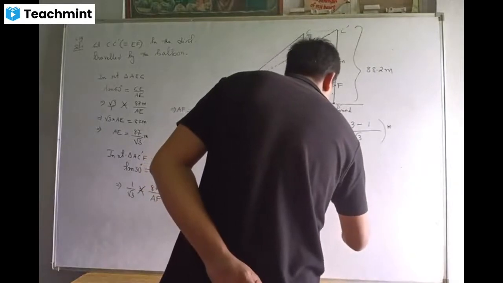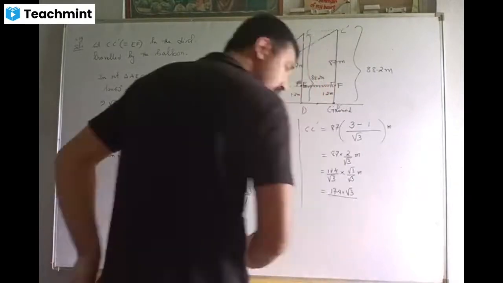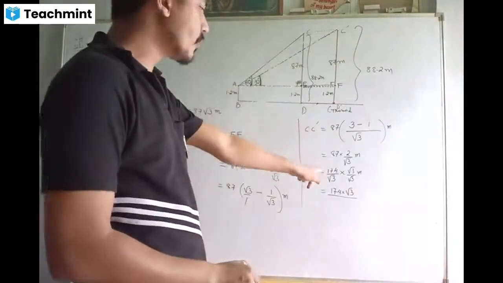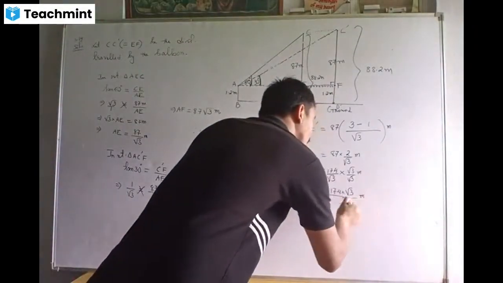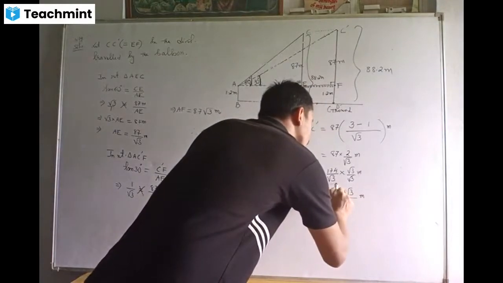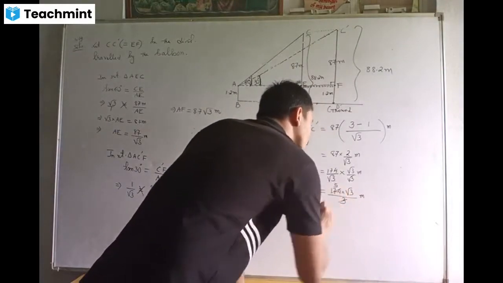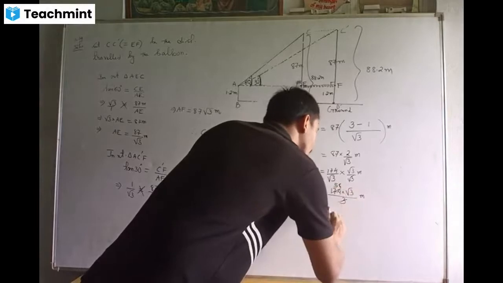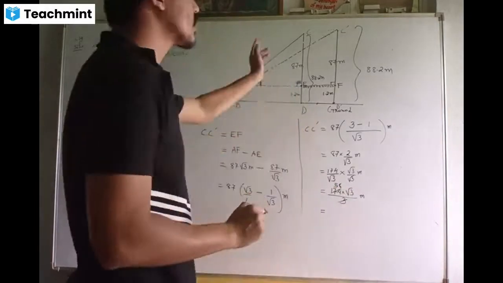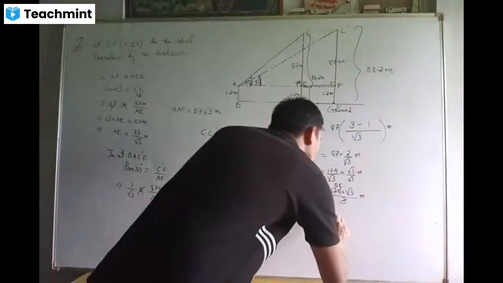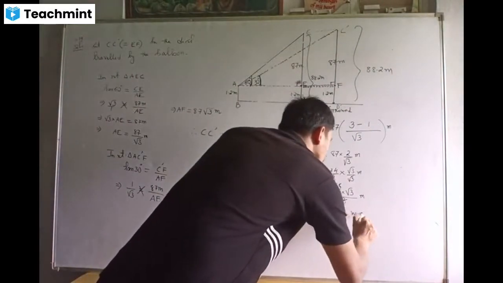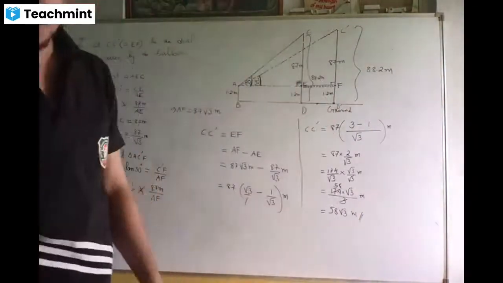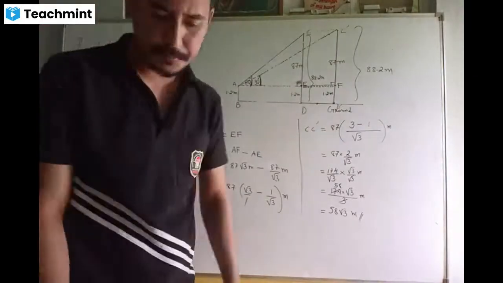174 times square root of 3 upon square root of 3 times square root of 3, which will be 3. So 3 times 5 is 15, and 3 times 8 is 24. So the distance traveled by the balloon is 58 square root of 3 meters, which is your final answer. 58 square root of 3 meters.